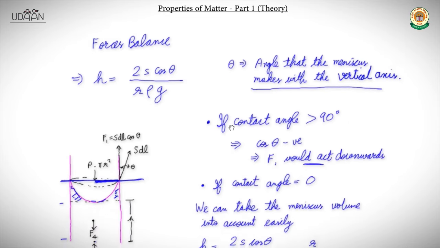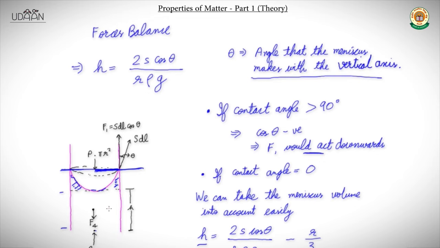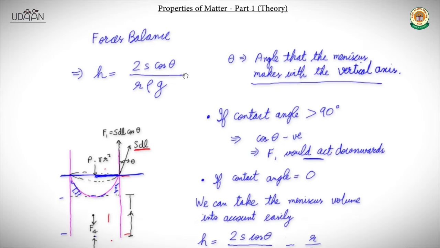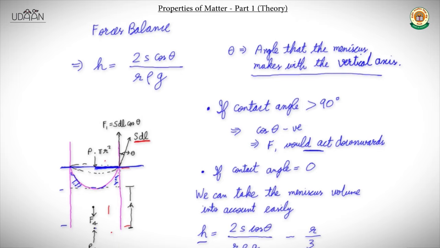If we balance the forces, that is the force of gravitation on this part of the liquid, the pressure difference between the two points, and the surface tension force which is given by this, then the height which rises inside the small tube or capillary is equal to 2 into s cos theta upon r rho g. The forces when we are analyzing and looking for H would be the gravitational force, the pressure difference, and the force due to surface tension. And what is theta?